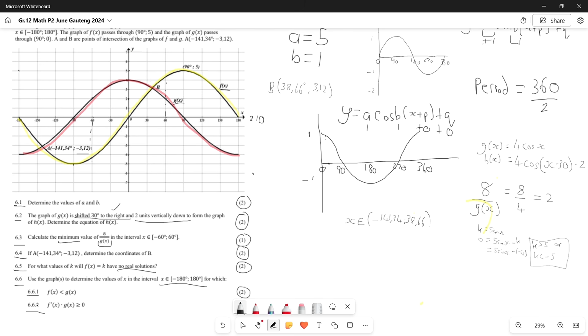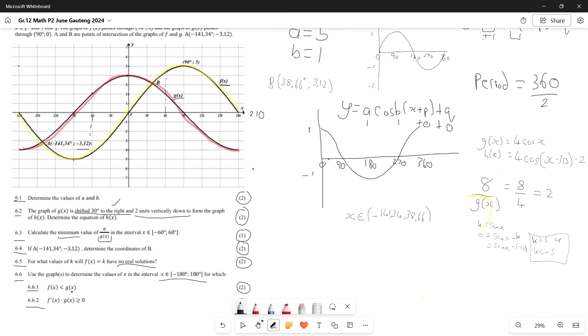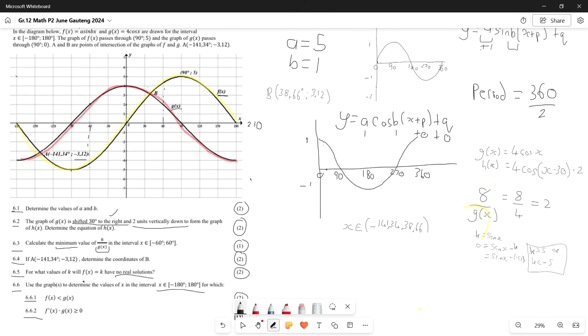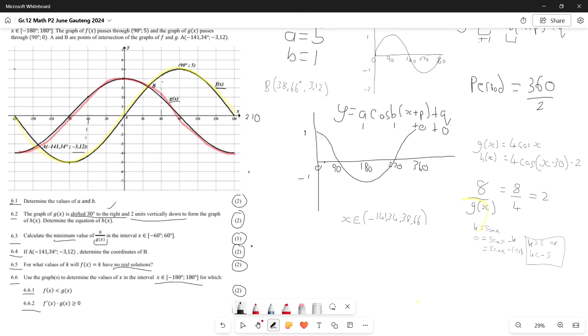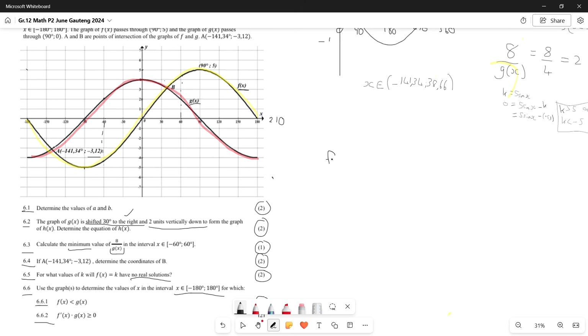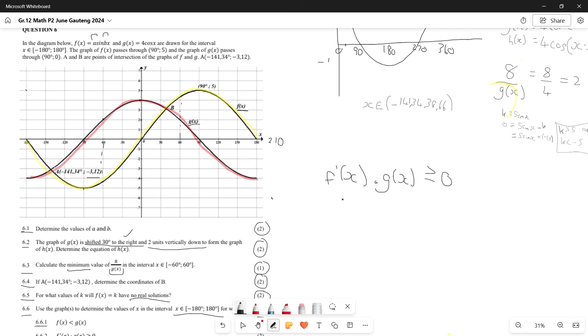And then very last question, 6.6.2 says where the first derivative of f of x, our sine graph, multiplied by g of x is greater than or equal to 0. Okay, so I'm just going to rewrite this for us. So we have our f first derivative of x multiplied by g of x is greater than or equal to 0. So seeing a derivative in a trig question can really throw us off.